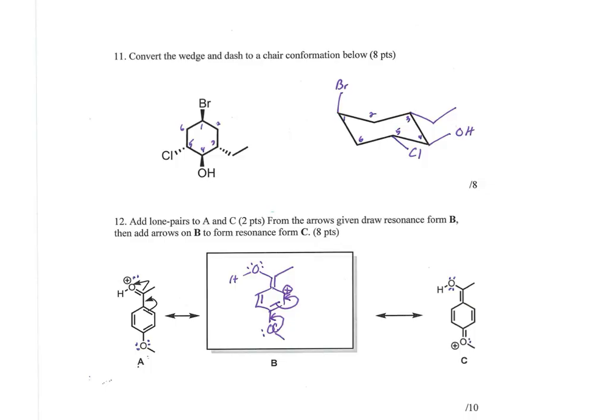So every atom has an up or down position. So the bromine's up. Then on carbon 3, the ethyl I think is down. So on carbon 3, the down position is equatorial. On 4, the OH is up. The up position is equatorial. On 5, the chlorine is down. The down position is equatorial. So that's what I got there for this one. This isn't the only way you could do this. You could do this lots of different ways.